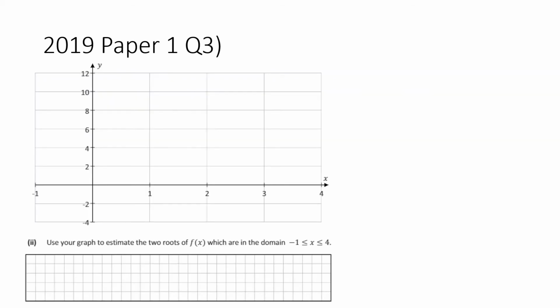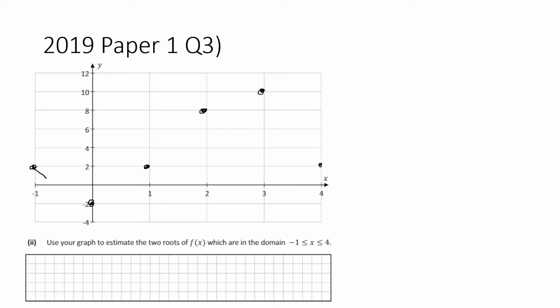So then plotting it onto the graph, so you know that your first coordinate is minus 1, 2. Your second coordinate is 0, minus 2. Then you have 1, 2. Then you have 2, 8. Then you have 3, 10. And then you have 4, 2.